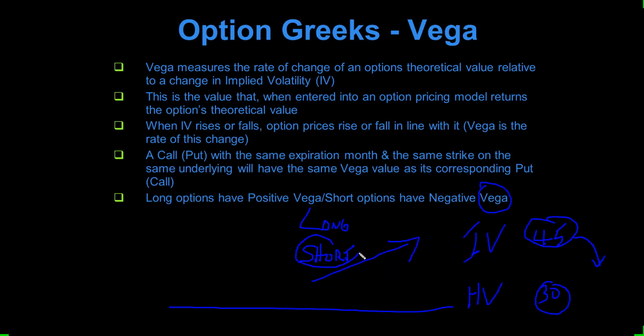So I want to do a bullish play, but I'm going to use short options to do it, which means I'll be negative Vega. So as Vega falls, that's going to actually help my position. That's part of the thinking process that you go through when you deploy options.